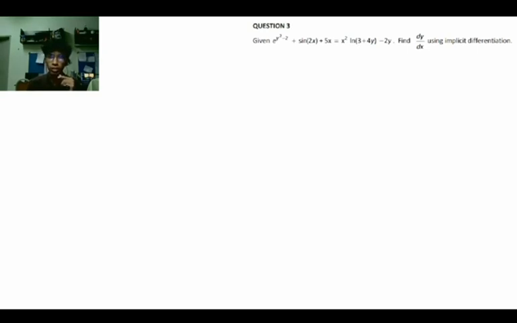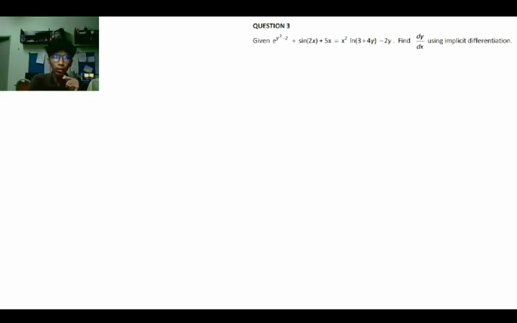Today I'm going to answer question 3 that was given to our team. Question 3 states: given e to the power of y squared minus 2, plus sin 2x, plus 5x, equals x squared times ln(3 plus 4y) minus 2y, find dy/dx using implicit differentiation.